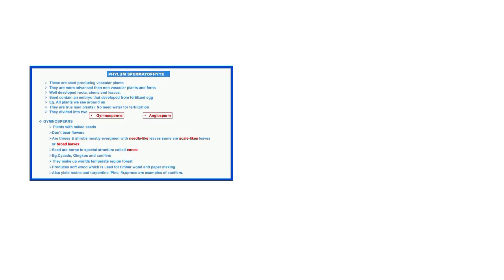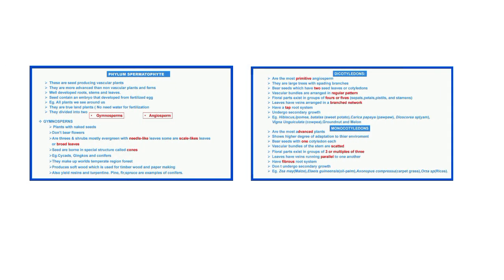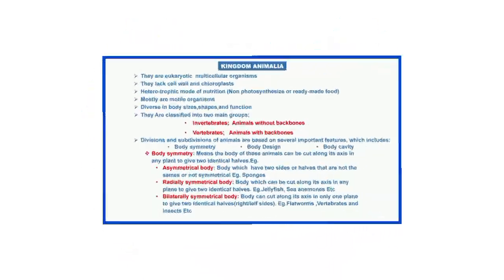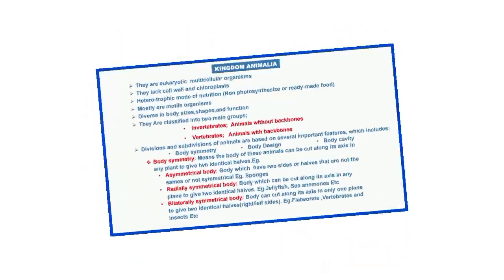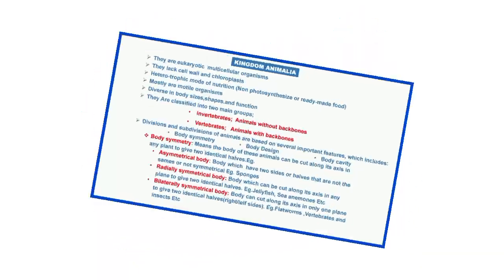In the previous videos, we have talked about phylum Spermatophyta, where we talked about gymnosperms and angiosperms, and I also talked about the difference between dicotyledons and monocotyledons. And in today's video, we'll talk about the Kingdom Animalia. So without further ado, let's get started.